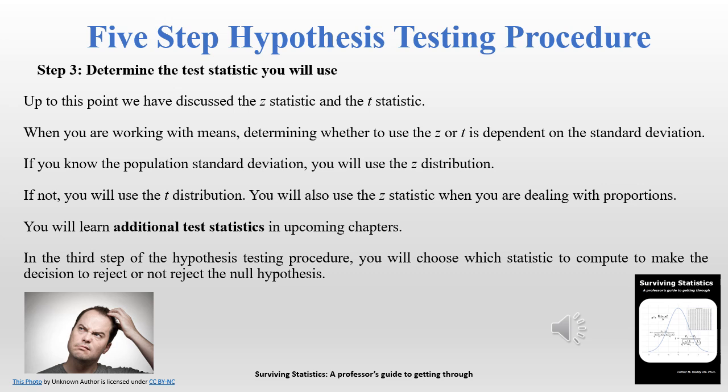Step number 3 in the 5-step hypothesis testing procedure is to determine the test statistic you're going to use in testing your hypothesis and rejecting or not rejecting the null. So, we've learned about the Z and we've learned about the T up to this point. Now, in additional chapters that are upcoming, we're going to cover a few other test statistics that we can use. But for right now, this chapter will just talk about Z and T. The Z statistic we use when we know the population standard deviation, and the T statistic we use when we do not know the population standard deviation.